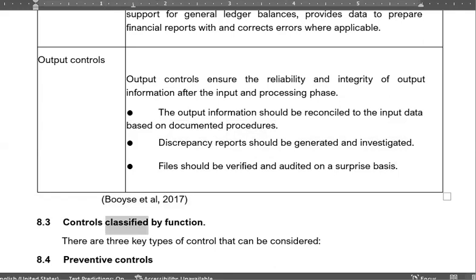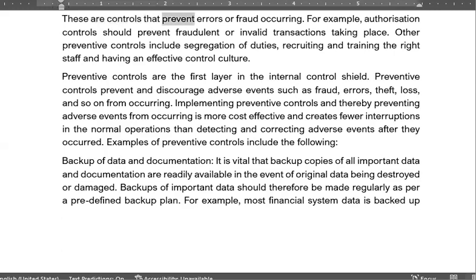8.3 Controls classified by function. There are three key types of control that can be considered. 8.4 Preventive controls. These are controls that prevent errors or fraud occurring. For example, authorization controls should prevent fraudulent or invalid transactions taking place. Other preventive controls include segregation of duties, recruiting and training the right staff, and having an effective control culture.